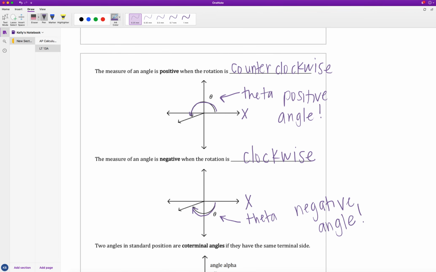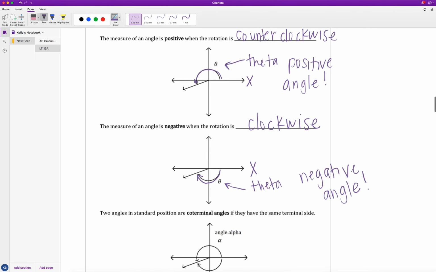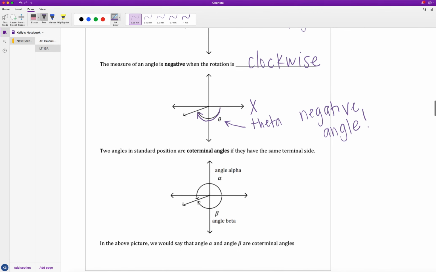You might notice that both of these angles are ending at the same terminal side, and there's a special relationship that happens when we have two angles that do that. Because I can rotate counterclockwise, which would give me a positive value, versus clockwise, which would give me a negative value, I have this special relationship between those two angles. So two angles in standard position are called coterminal if they share the same terminal side.